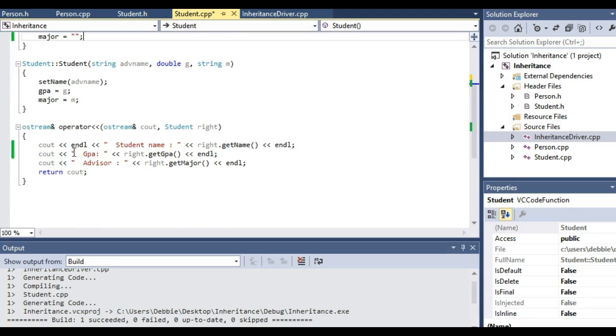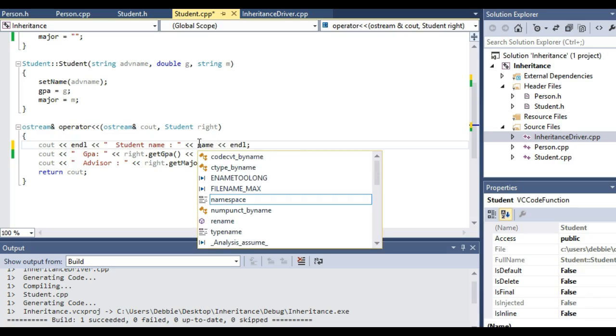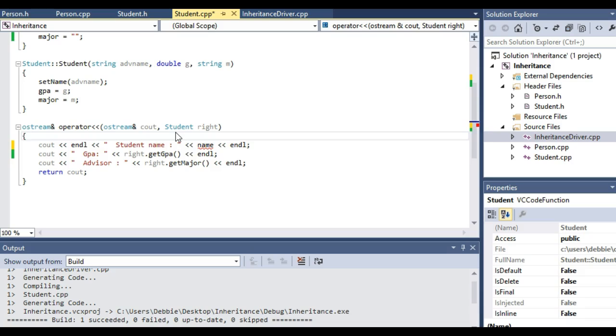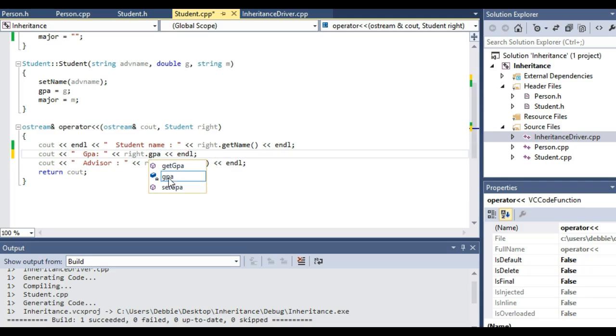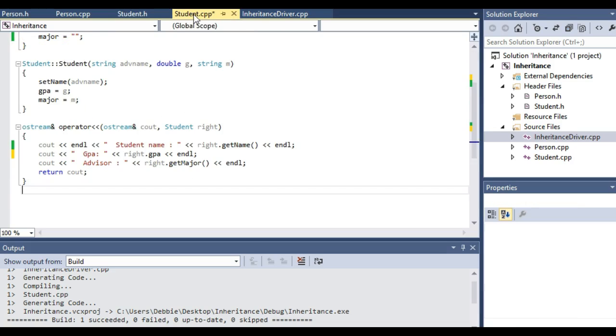Okay, same thing here. In my operator, I have to use get name here. I could not use name. I don't have access to it because it's private, even though it's in my base class. Here I could put GPA if I wanted to, because GPA is private, but GPA is located in the student class itself.